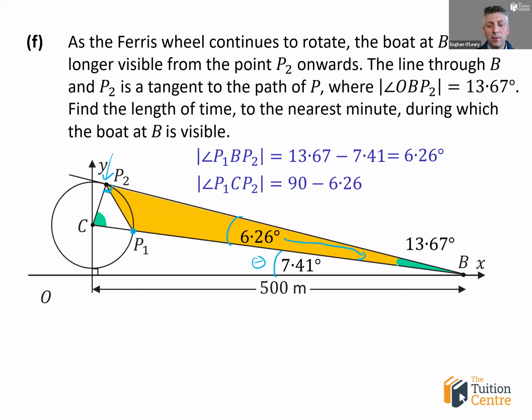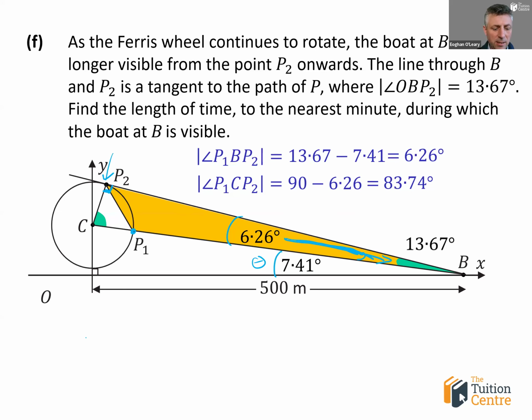Well, actually, I suppose this angle up here is 90, right? The angle down here at B is 6.26. And if I take that away, I get 83.74. And that's going to be my angle here at C. So I'm going to use that information now to help me figure out how long the boat is visible for.